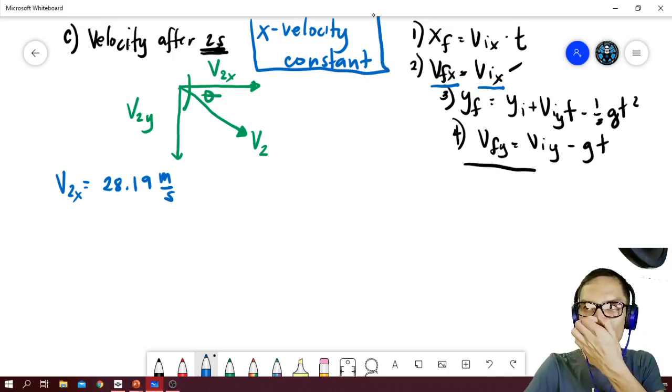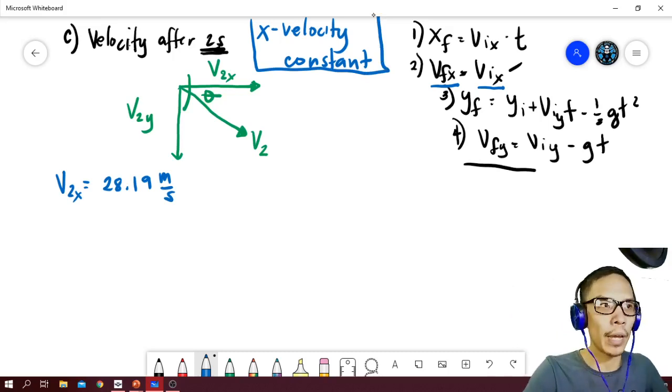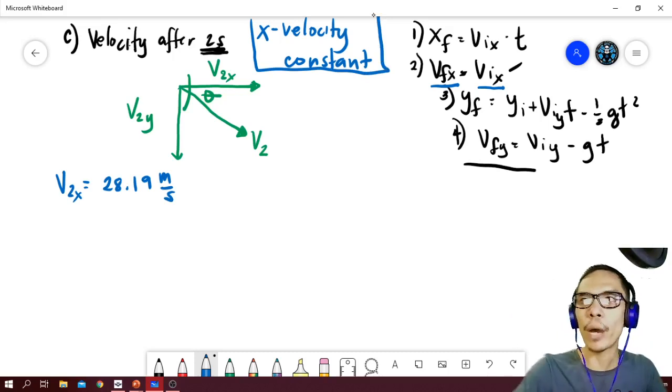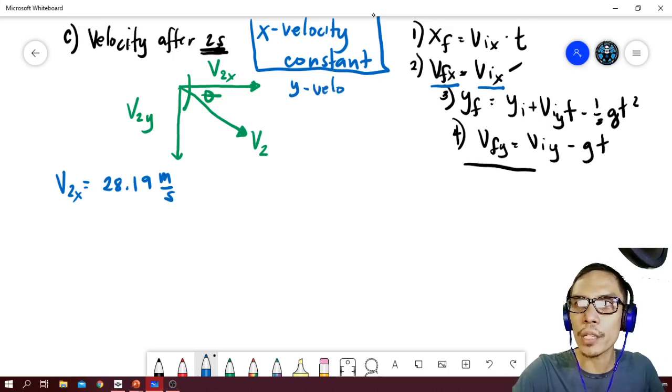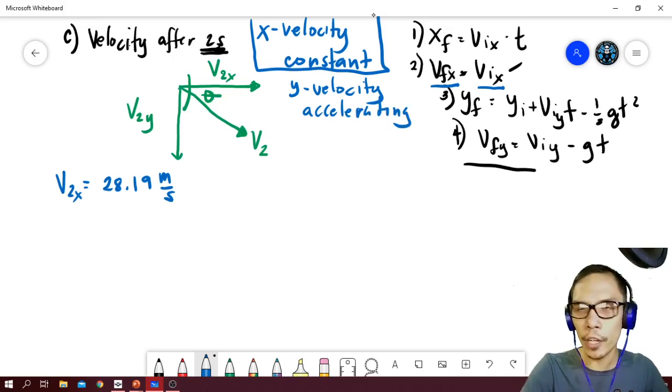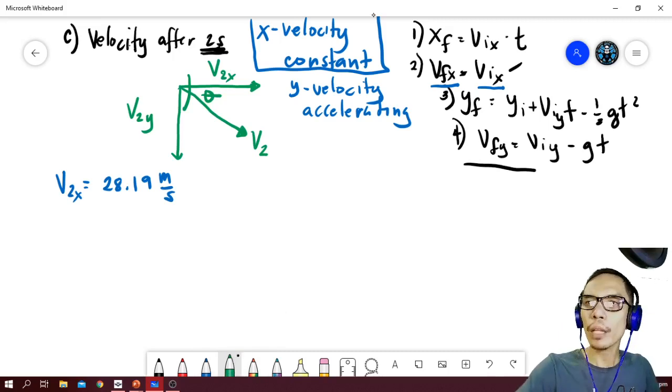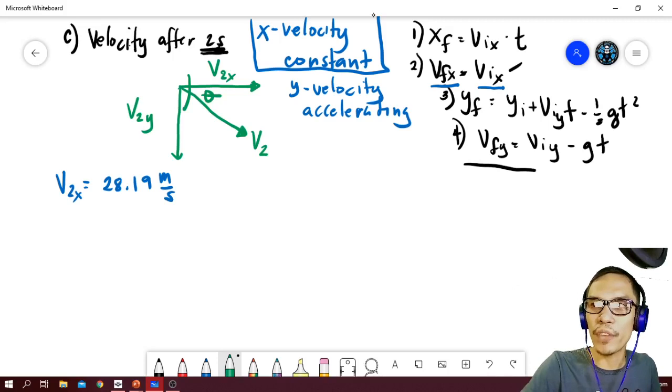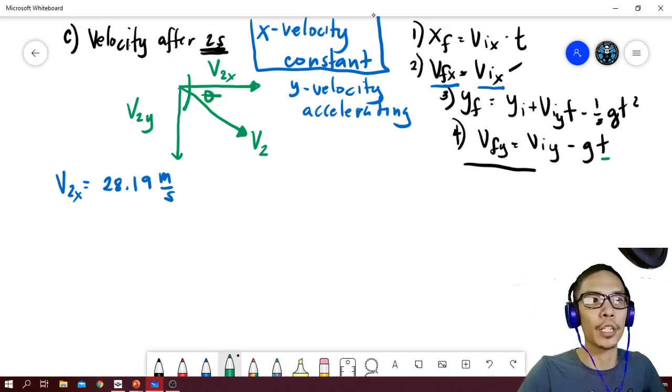Next one, our problem is number 4, because that is the Viy. It will be completely different because the y velocity is accelerating. You should take note of that. So it is not the same value that we computed earlier. We will use this formula to compute for the Vfy, using the Viy that we got from the components earlier and the time that we have here in this problem.